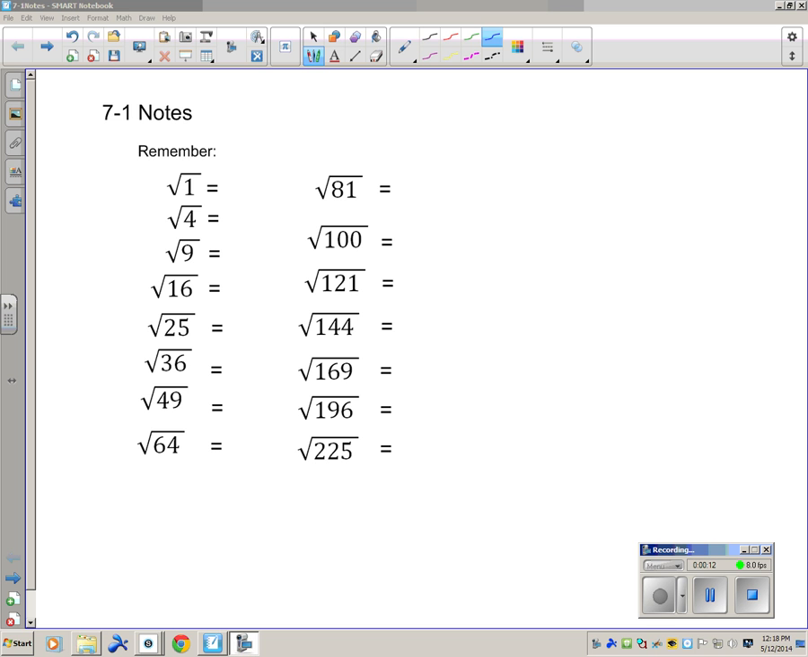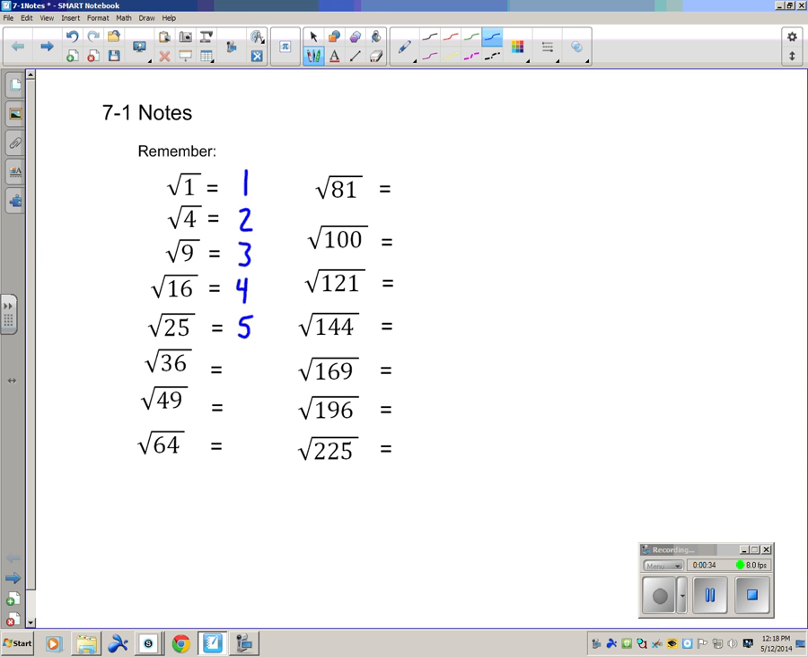If you take the square root of 1, it becomes 1 because 1 times 1 is 1. Square root of 4 is 2 because 2 times 2 is 4. The square root of 9 is 3 because 3 times 3 is 9. The square root of 16 is 4 because 4 times 4 is 16. Square root of 25 is 5 because 5 times 5 is 25.